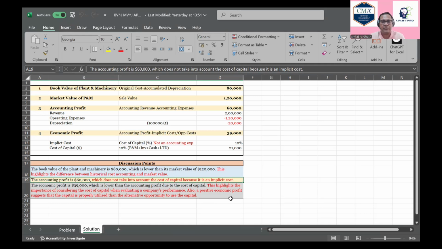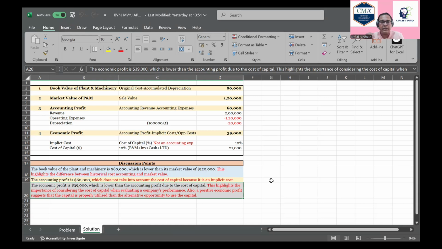Then comes the last point, which is very important. The economic profit is $39,000, which is lower than the accounting profit due to the cost of capital, because we are deducting the opportunity cost out here. So this highlights the importance of considering the cost of capital when evaluating a company's performance. For a company's performance to be truly evaluated, we also need to consider the opportunity cost.